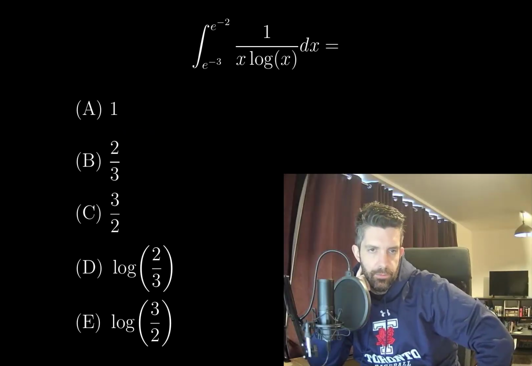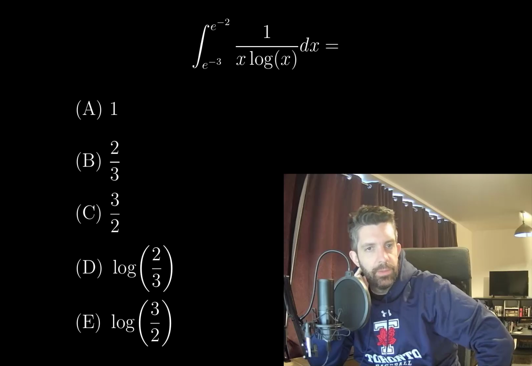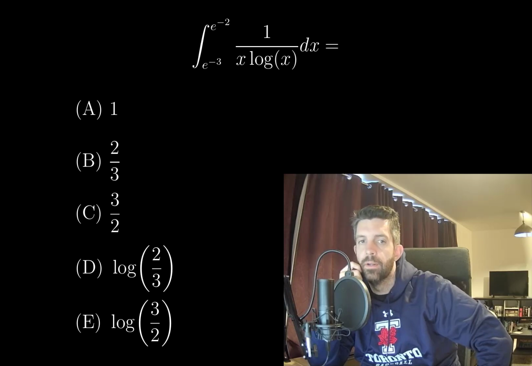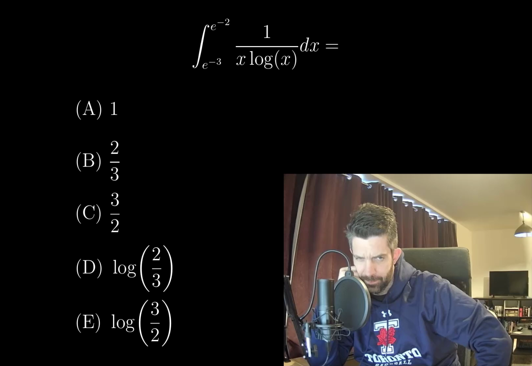The integral from e to the negative 3 to e to the negative 2 of 1 over x log x dx is equal to one of these values.